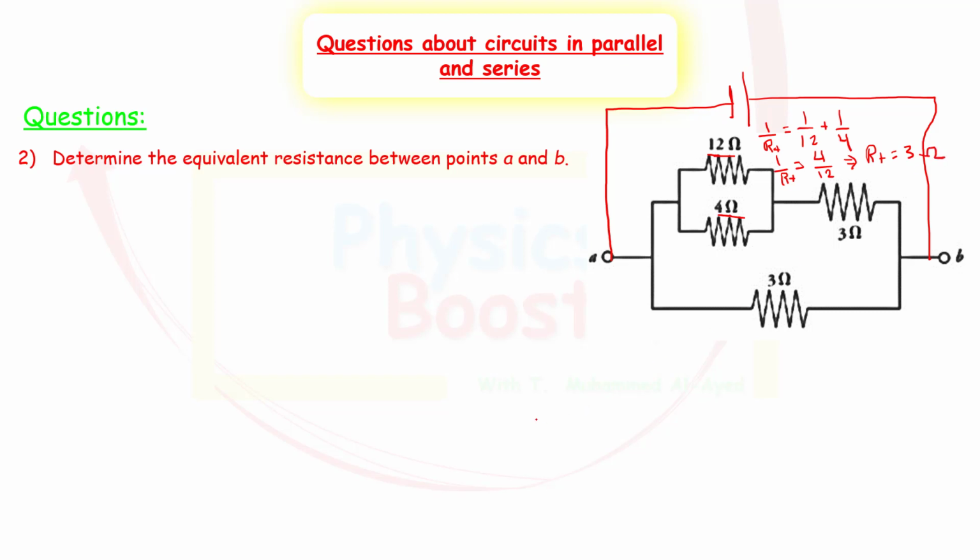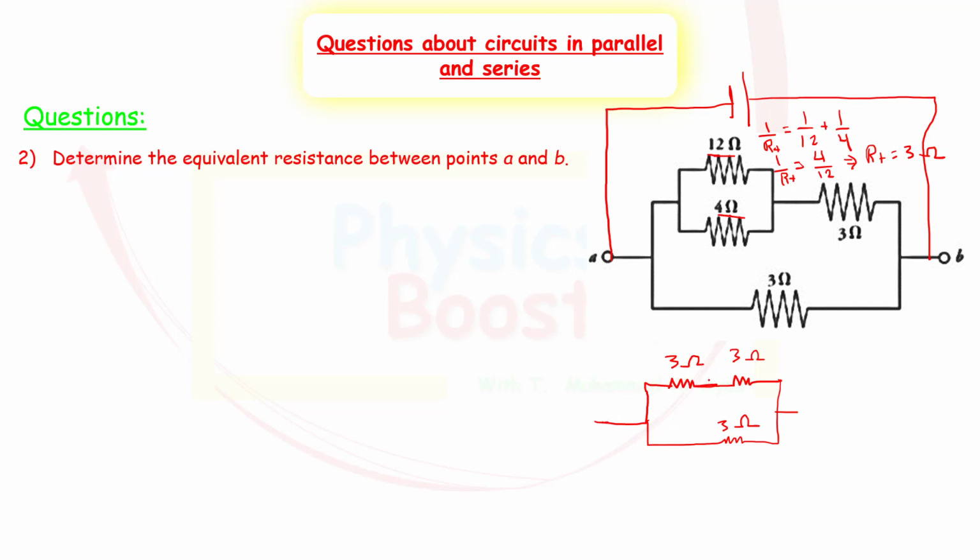Now, the first step is I want to redraw this circuit one more time like this. But instead of drawing a 12 ohm resistance and a 4 ohm resistance, I will just simply draw a 3 ohm resistance. And I have another resistance here equal to 3 ohms. And I have a resistance here equal to 3 ohms. Now, the case is as follows. I have a 3 ohm resistance and a 3 ohm resistance and another 3 ohm resistance.